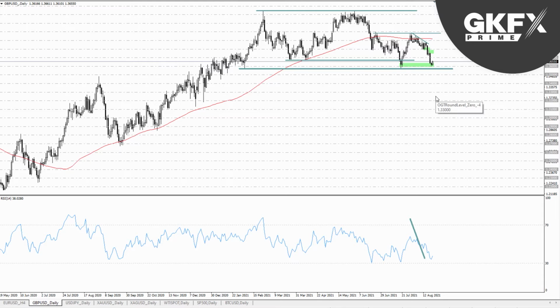But let's not try and kind of pre-guess what happens here. Let's wait for the break of support to confirm that we want to get really bearish here. As I say, it's summer trading, so it's quite likely that we just get a bounce back between 136 and maybe even up to 139 again.